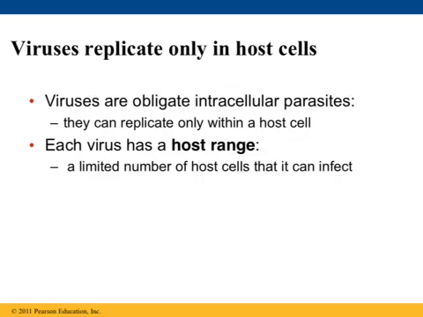Each virus has what we call a host range. And a host range is a limited number of host cells that it can infect. So they may not infect just one kind of cell, but there'll only be a few kinds of cells that they can infect. So for example, they might infect liver cells and red blood cells, but that would be it.